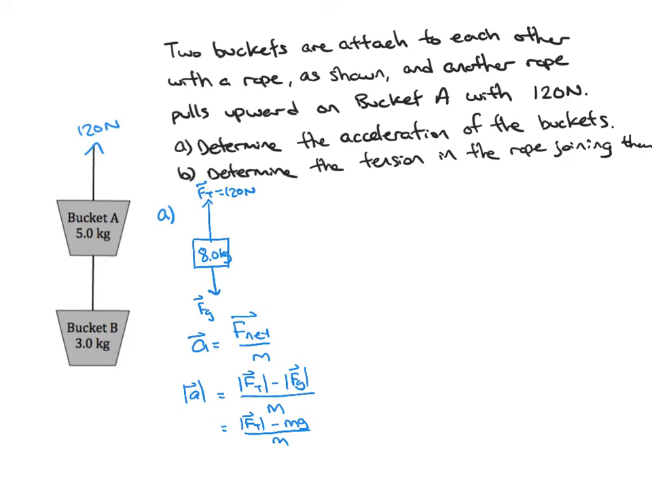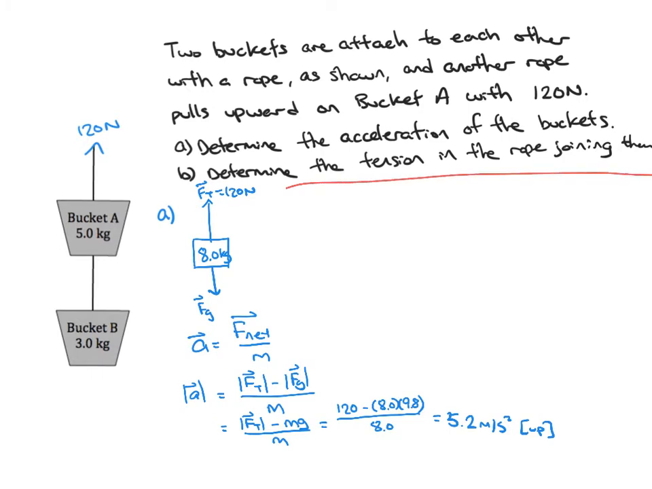And then I will fill in the values. This is going to get kind of messy here. So 120 is the tension. Take away 8 kilograms, the total mass, times 9.8. All divided by 8 kilograms, the total mass. I will type that in the calculator. Giving me 5.2 meters per second squared up. All right, so that's part A.